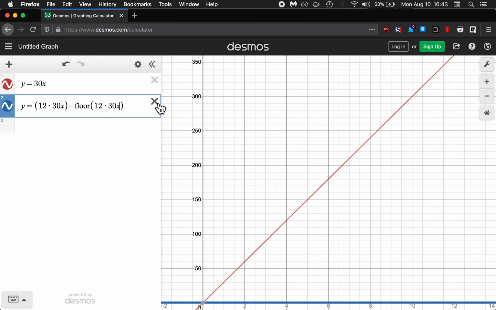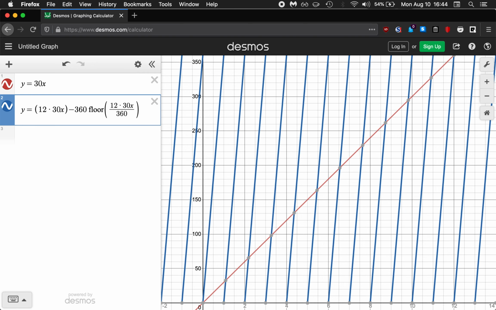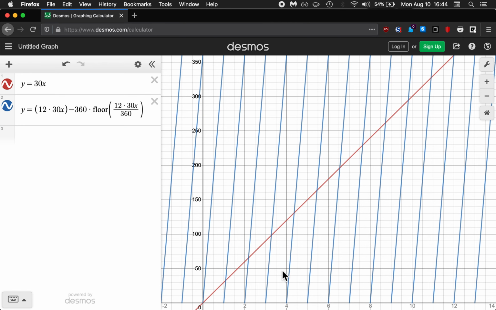I'm going to take the floor function of that, and I need to divide this term by 360. The floor function tells me the next integer below the quantity I'm looking at. I'll multiply by 360 in the beginning because I'm subtracting off multiples of 360. So now the blue line is showing me what the minute hand is doing. It goes up to 360, wraps back around.